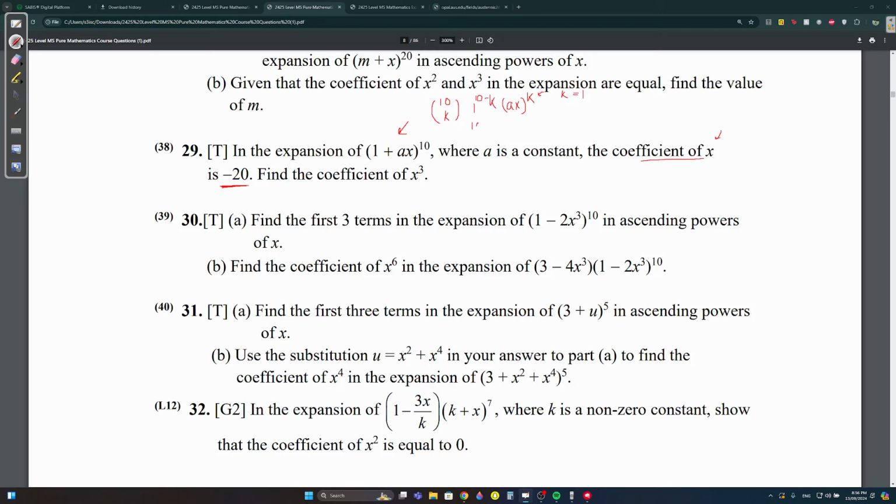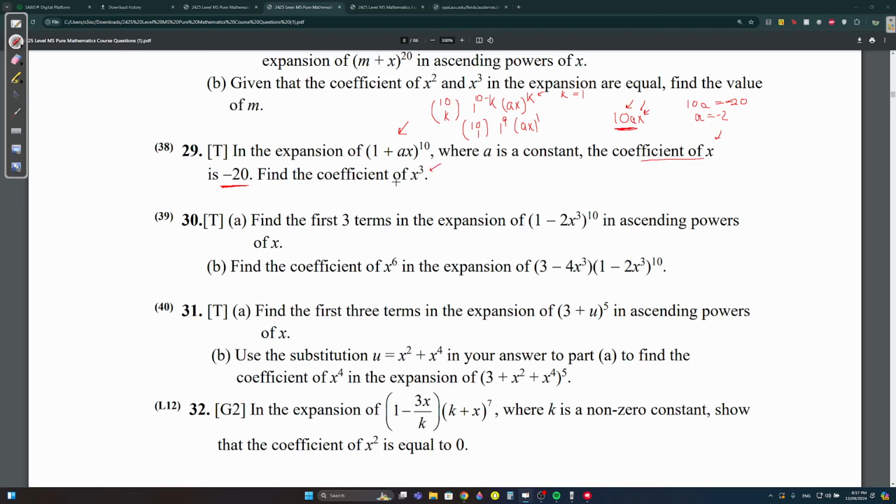When k equals 1, we get 10c1, 1 to the power of 9, ax to the power of 1. 10c1 is just 10, and then you get ax. They're saying that the coefficient of x is negative 20. But what do I have here? It's 10a. So if 10a should be equal to negative 20, that's how I find a, right? So a will be negative 2. If a is negative 2, is the coefficient negative 20? Yes, because negative 2 times 10 is negative 20, and that way my coefficient of x will be negative 20.